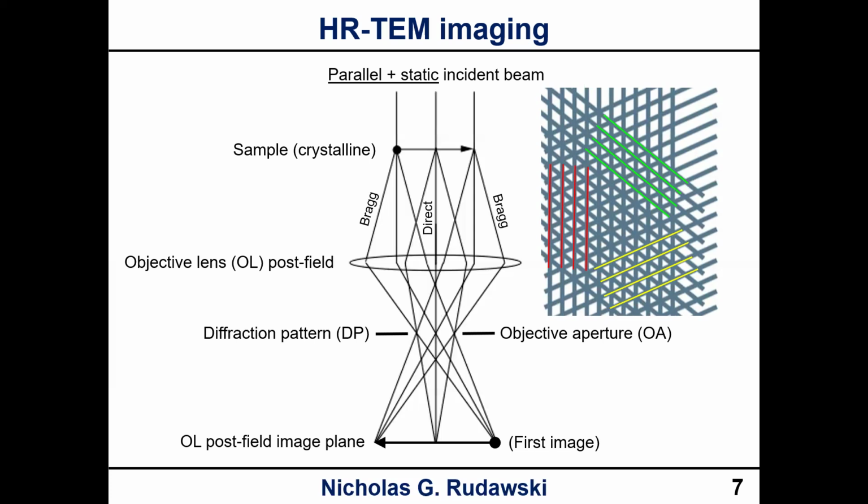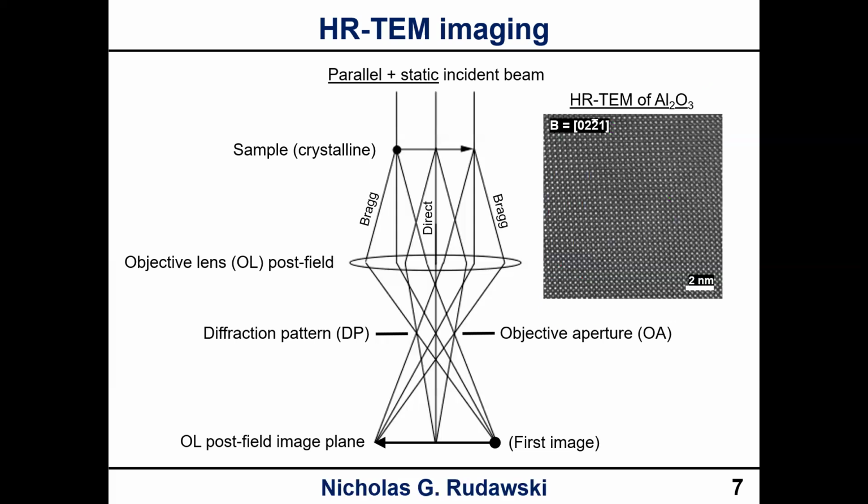They will overlap and interfere and produce detail, okay? So if we look at an actual image now, and we're going to see this image again a few times. So, high-res of alumina or sapphire along 022 bar 1, okay? In this case, we have a lot of different lattice fringes.